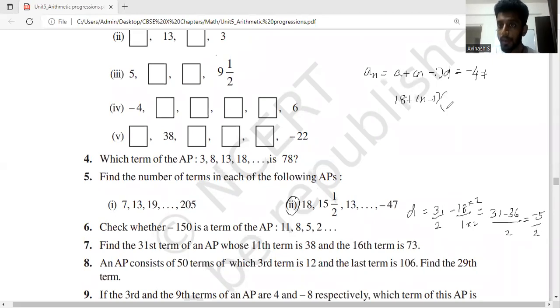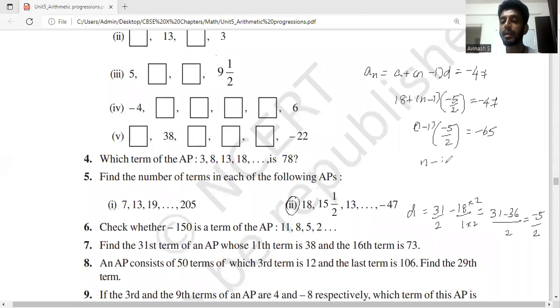Now this minus 5 by 2 is what we have to use here as the common difference. So this will be minus 47. Now the next step will be n minus 1 into minus 5 by 2. I'm just having it as such. Will be equal to minus 47 minus 18. This goes to the right side. It becomes minus 65. It gets added. So this is what we get.